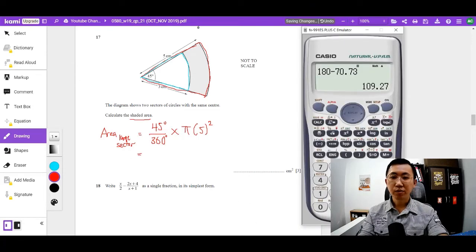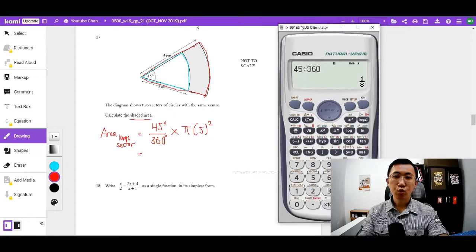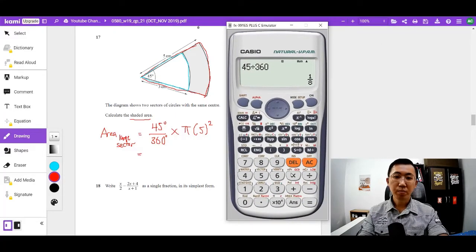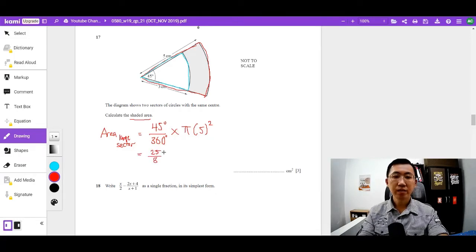It's all about the calculator from here. 45 divided by 360. Okay, press equal. After that, slowly multiply by pi. Okay, so click on shift followed by this to get the pi, and then multiply with 5 square like this. Okay, whether you write this or not doesn't matter. I prefer students to copy the decimal place. So let's say you don't want to copy the decimal place, you can copy this first. So 25 over 8 pi.